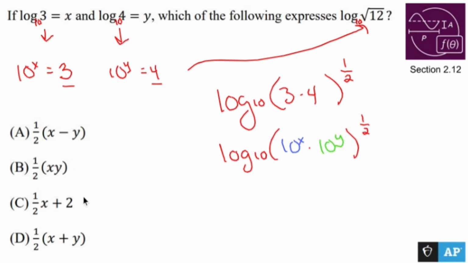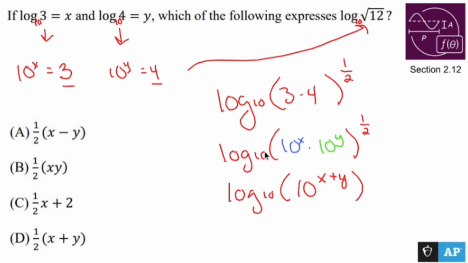Now I'm getting where I want to go, but this log is still in the way. However, I know there's a rule that says log base 10 of 10 to the stuff means things will go away. So I need to make these 10s go away. How can I do that? Well, 10 to the x times 10 to the y means I'm multiplying things of the same base, so I can add exponents. So let me write this out as log base 10 of 10 to the x plus y.